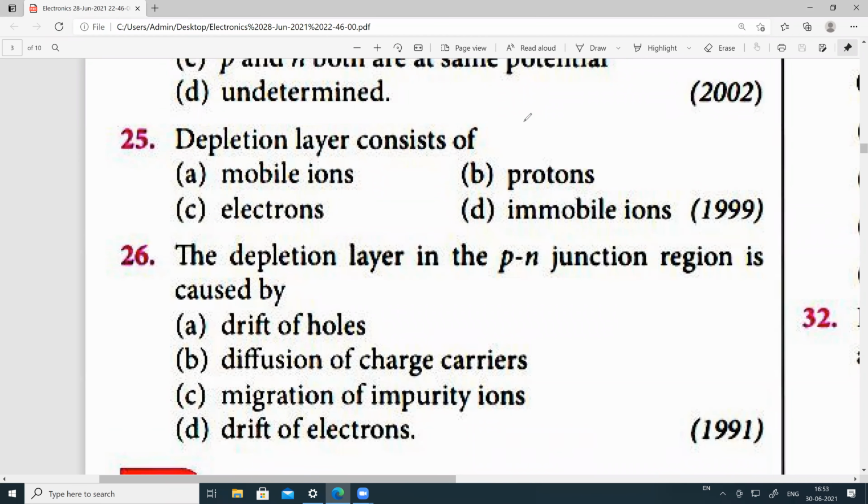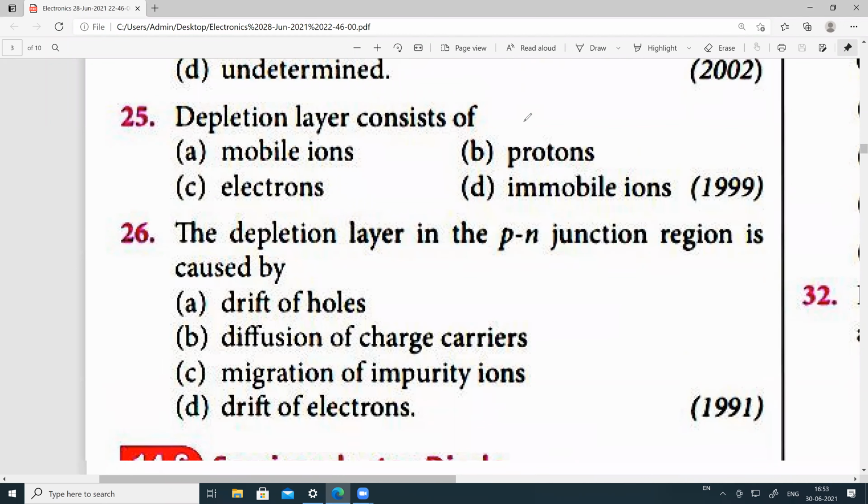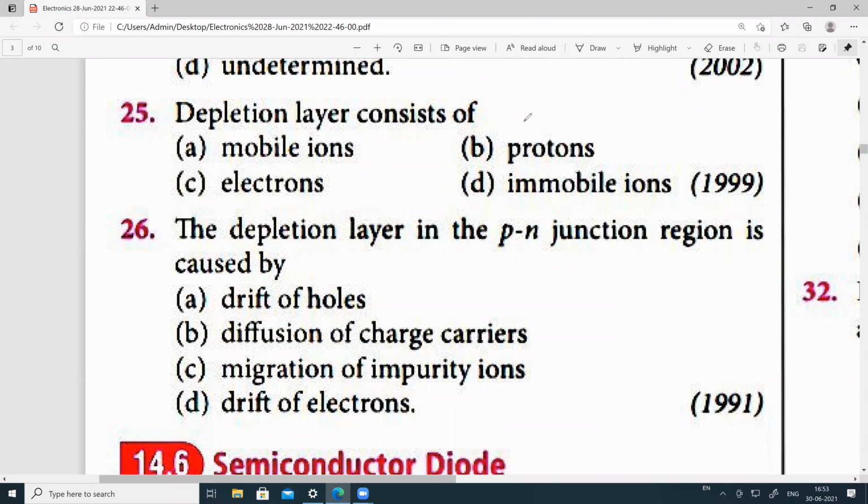Twenty-fifth one. The depletion layer consists of first option mobile ions, second option protons, third one electrons, fourth one immobile ions. So here for 25th, the depletion region consists of immobile ions. So the right answer is immobile ions for 25th.